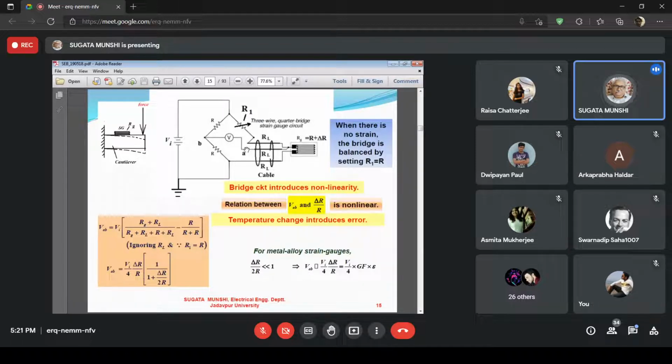Just try to think that if instead of 3-core cable, we had used 2-core cable, then that would have resulted in an insertion of the lead resistances into these bridge arms. Now also they are getting inserted, but the error is less. The insertion of the lead resistances into the bridge arms would have affected the performance seriously.